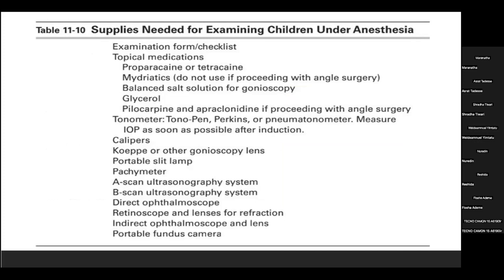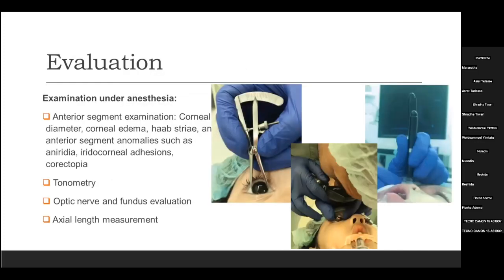because sometimes the children are not cooperative in the OPD. So in evaluation under anesthesia, for the anterior segment examination, we measure the corneal diameter, look for corneal edema, check if the child has Haab's striae, then look at anterior segment anomalies like aniridia and others. Then we do the tonometry, then optic nerve and fundus evaluation, then finally the axial length measurement. In children, it is very important to record the corneal diameter and the axial length, as sometimes IOP may not be accurate under anesthesia.